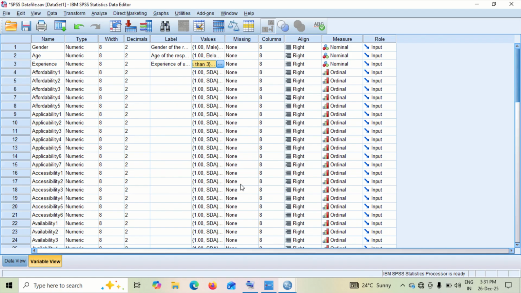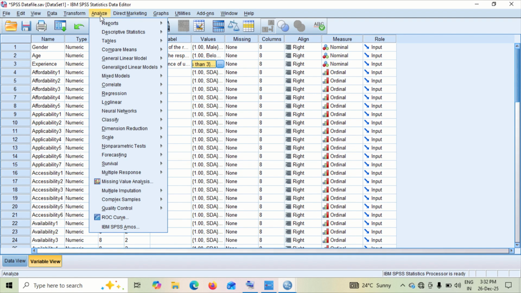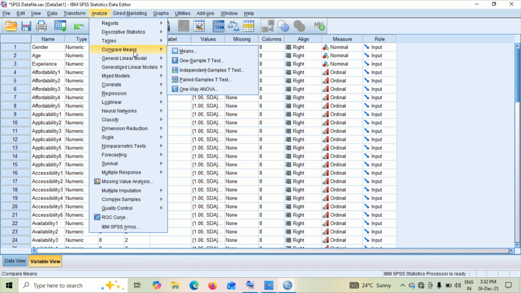Then first of all, we have to check whether there is any significant difference in the dimensions of adoption level according to the experience of respondents by considering all the dimensions and also overall adoption level. Let us look at the steps. Analyze, compare means, one-way analysis of variance.